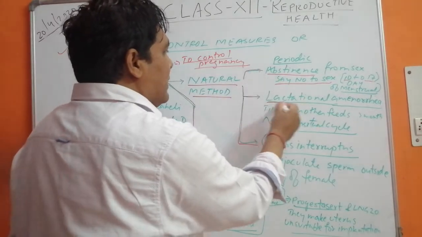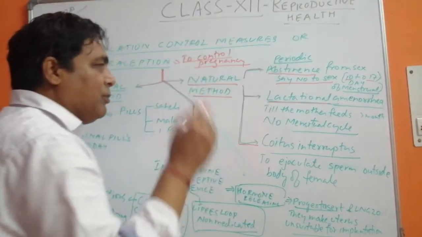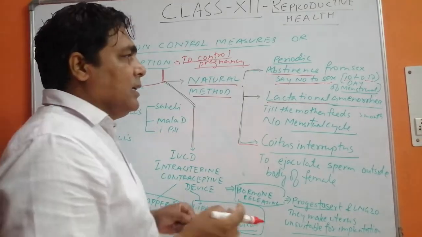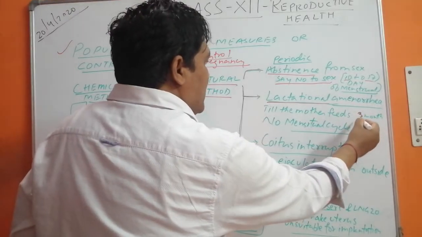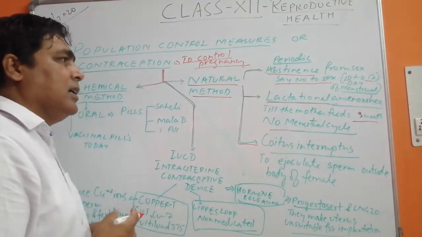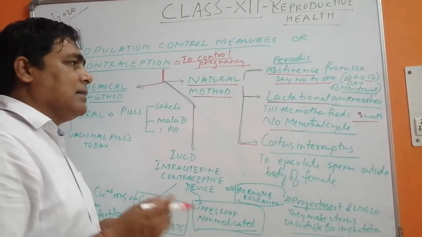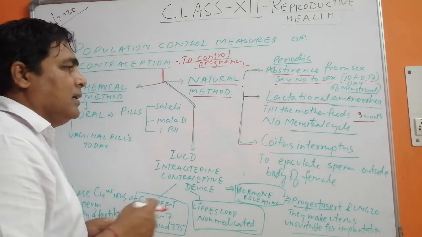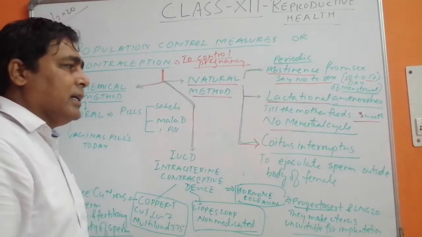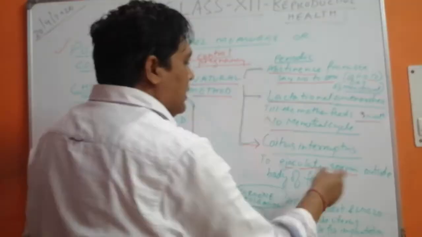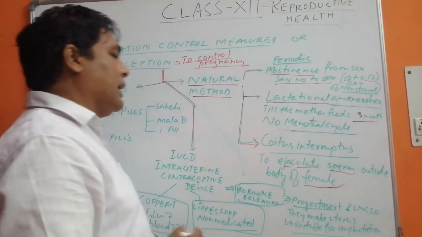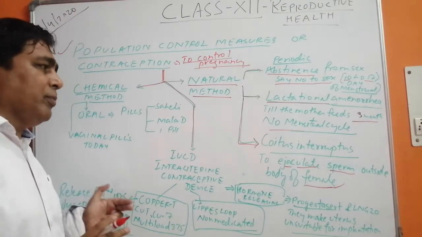Second is lactational amenorrhea. When we talk about lactational amenorrhea, we are talking about a mother who has a newborn child. If she is feeding it for 3 months, there will be no menstrual cycle and she will not conceive. Next is coitus interruptus. During coitus, if the person ejaculates outside the female's body, there will be no fertilization and pregnancy is controlled.